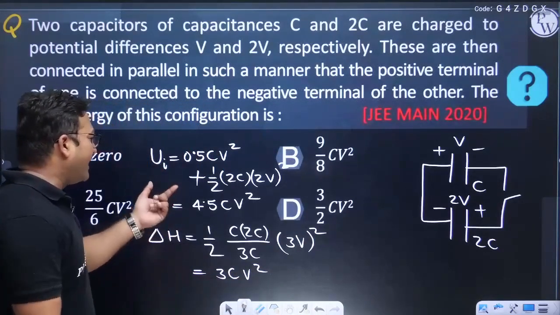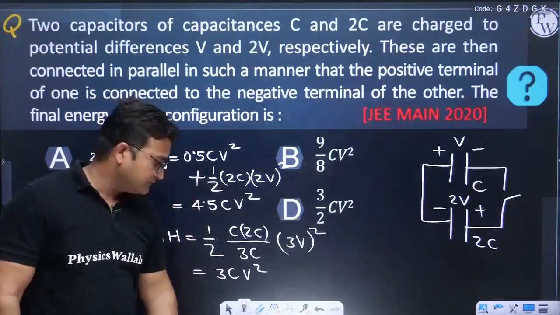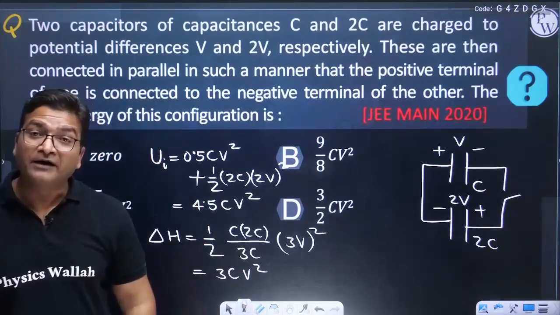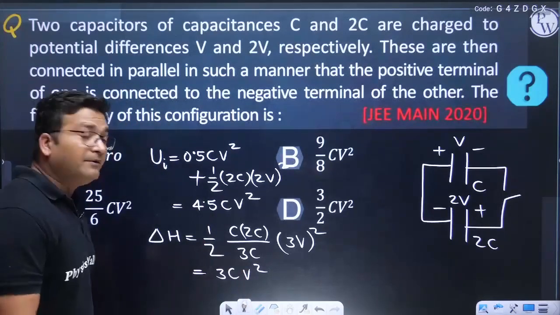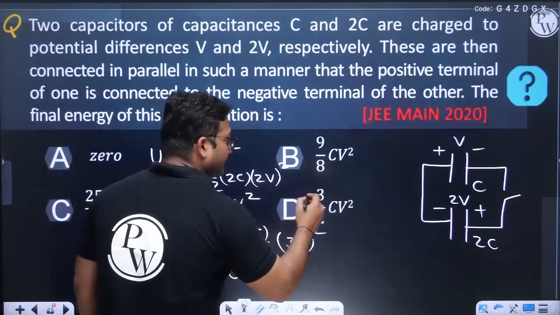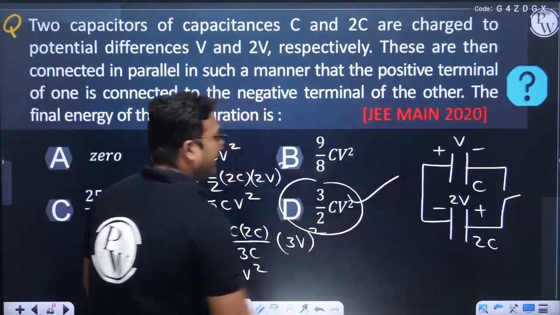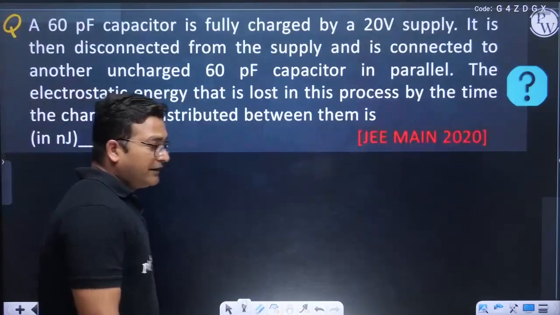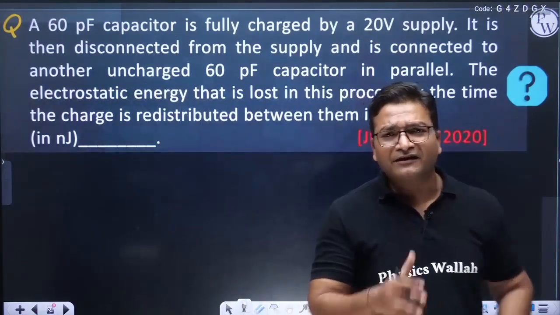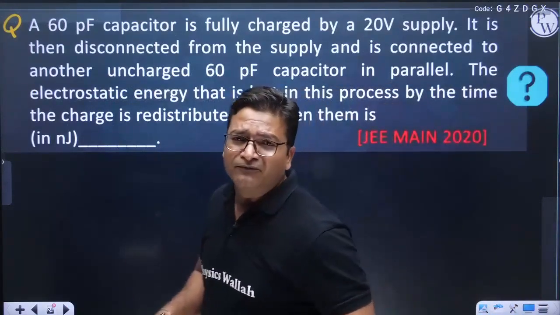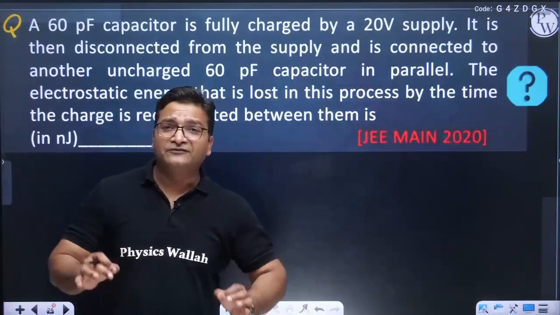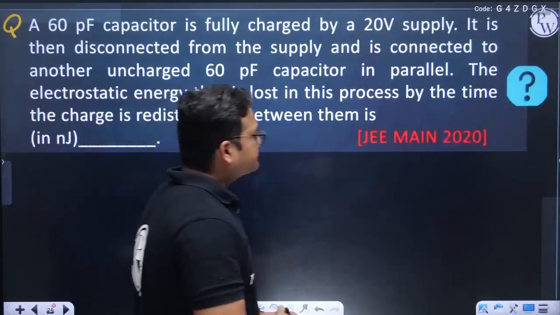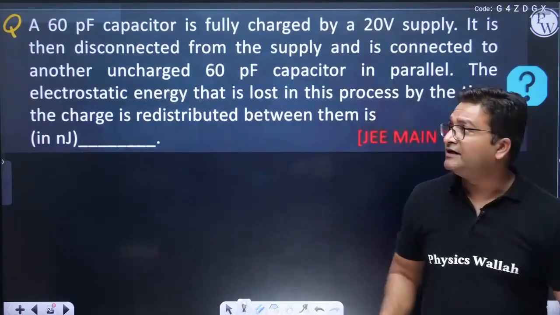So if initially we had 4.5 CV square and the loss is 3 CV square, the remaining energy would be 1.5 CV square or 3 by 2 CV square. So the correct answer is D, 3 by 2 CV square, right? Okay, so let us move to the next question. Can you see, in every problem we are using the same formula, and this concept is very, very important for capacitors, in every exam, whether it is NEET or JEE, doesn't matter.